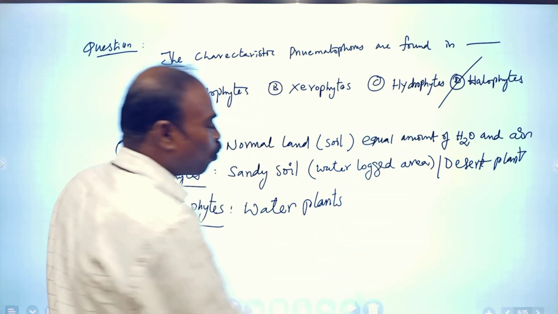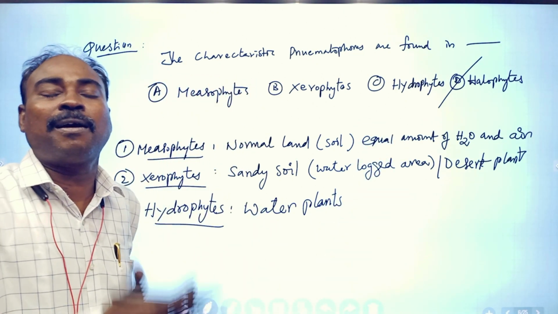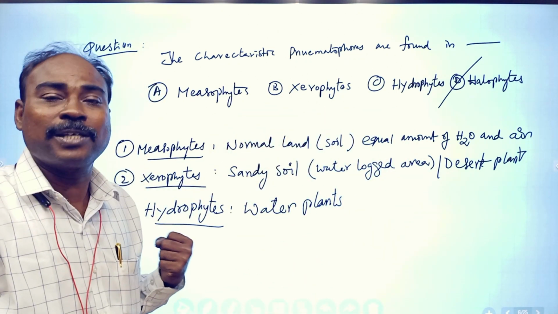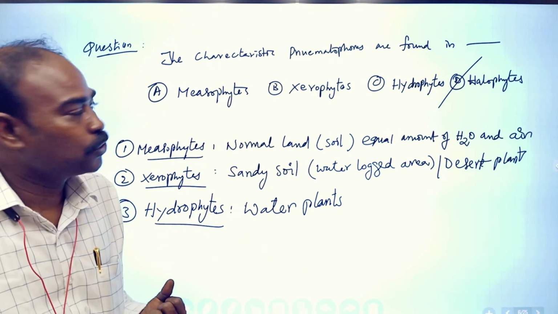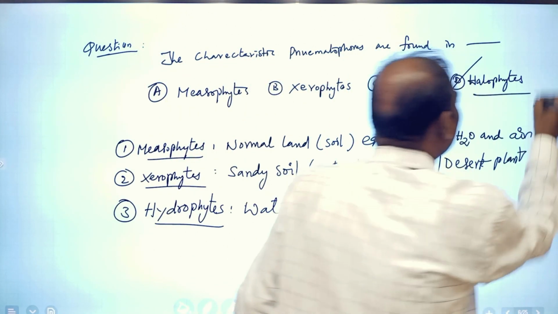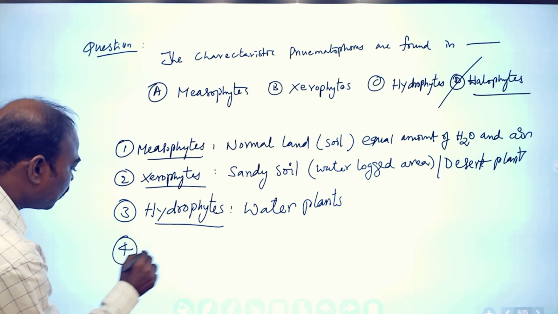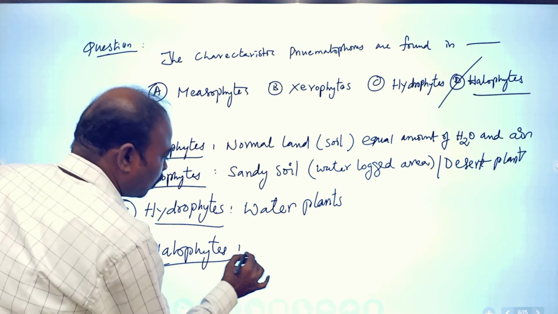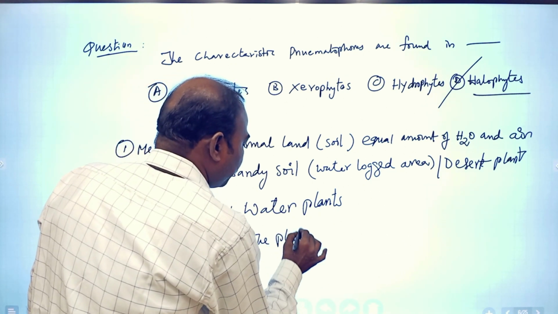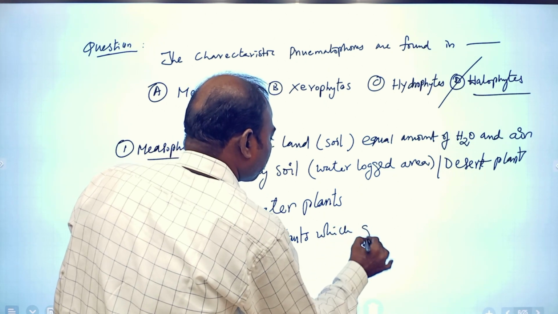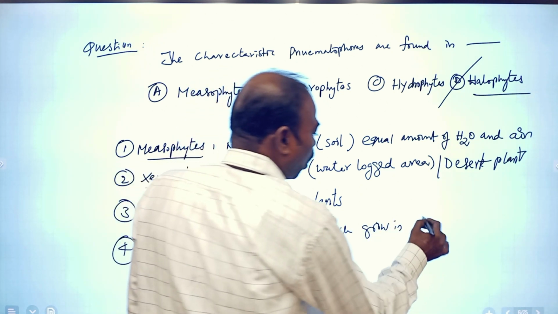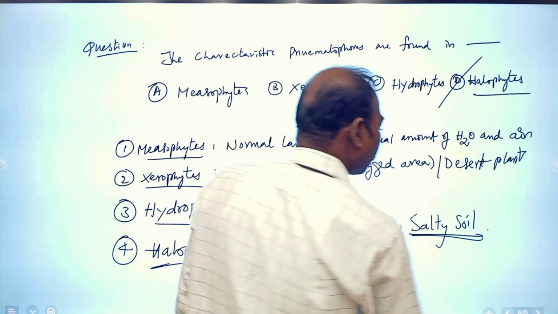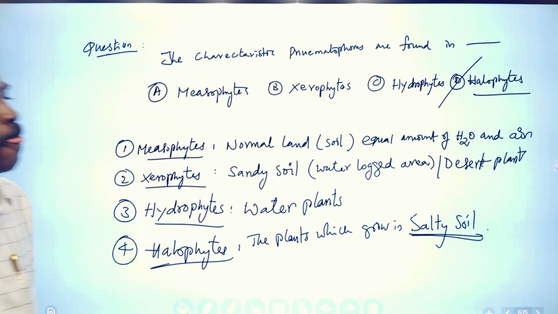The plants which grow in water, completely on one side in the water, or on the surface of water, or surrounded by water, are said to be water plants or hydrophytes. Halophytes means the plants which grow in salty soils. Right? Do you understand? Next.